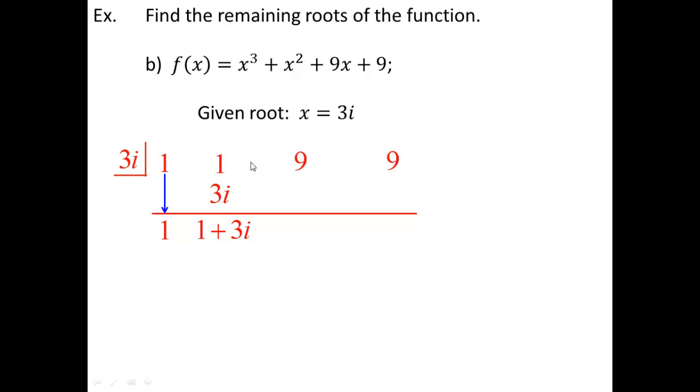Now remember, when I'm multiplying 3i and 1 plus 3i, essentially all I'm doing is distributing. 3i times 1 is 3i. 3i times 3i is 9i squared. But of course, i squared itself is negative 1, so positive 9 becomes negative 9. In other words, it's negative 9 plus 3i.